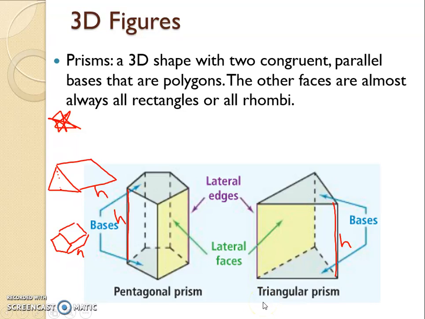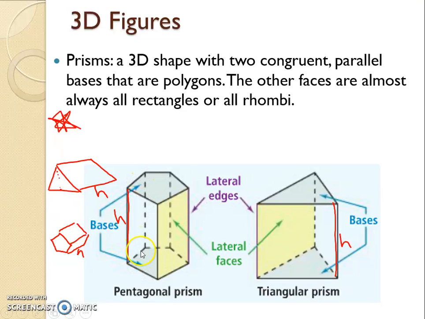Hi, we're going to learn about 3D figures for this unit. There are different figures. We're going to look at prisms. A prism is a three-dimensional shape with two congruent, top and bottom, parallel bases that are polygons. The other faces are almost always all rectangles or all rhombi.